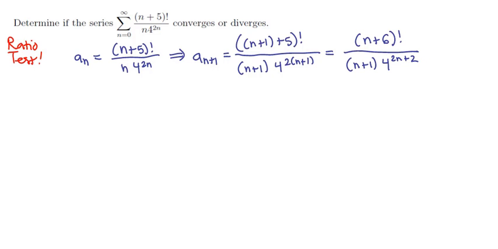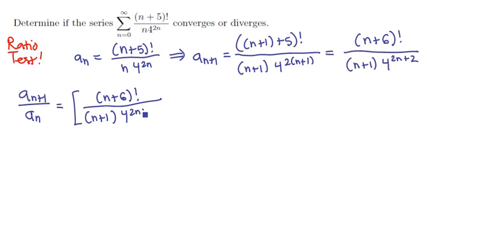So the next thing we need to do is to work out the ratio of adjacent terms, a(n+1) over a(n). Now the formula for the n plus first term we just wrote down, that's (n plus 6)! divided by n plus 1 times 4 to the 2n plus 2. Then we'll multiply by the reciprocal of a(n), so that would be n times 4 to the 2n over (n plus 5)!.